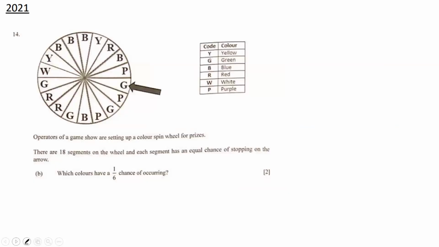So the next question says, there are 18 segments on the wheel and each segment has equal chance of stopping on the arrow. Which colors have a 1/6 chance of occurring? So let's look at red. The probability of red is going to be what? 3 out of 18. Why 3 out of 18? Because there are 3 reds out of 18 segments. If you simplify, divide top and bottom by 3, we get 3 divided by 3, which is 1, and 18 divided by 3, which is 6. And so red is a color that has a 1/6 chance of occurring.